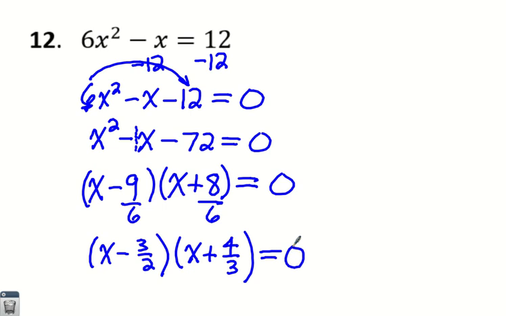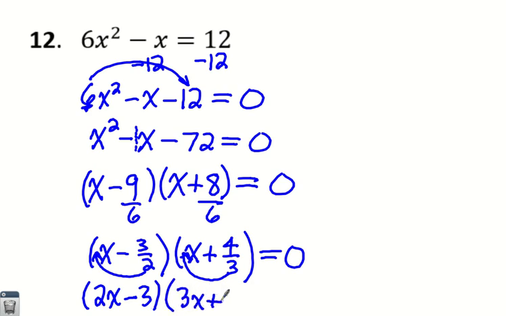3/2, 4/3. Yeah, should be right. And look, we have this denominator that needs bumped up, and we have this denominator that needs bumped up in front of the x's. So final bubbles, 2x minus 3 and 3x plus 4 equals 0. But we're not done. We're not done because we still have to solve for x.